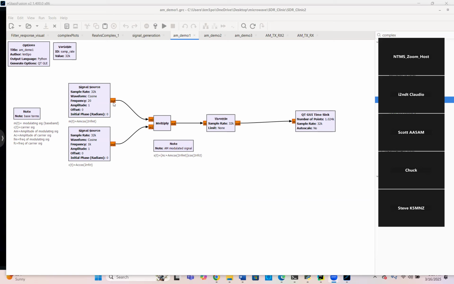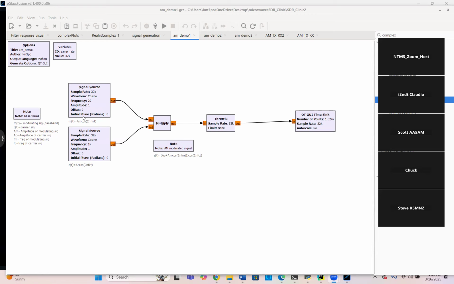Now that will come back in, but right now, this is a multiply of two real values. The second block is also real, you can tell by the color of the output port. It's not blue, so it's not complex. It's real values coming out of here. And it's set for a frequency of 1,000 hertz, 1 kilohertz, and this would be our carrier.